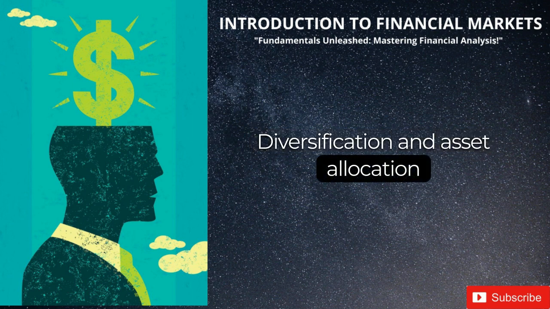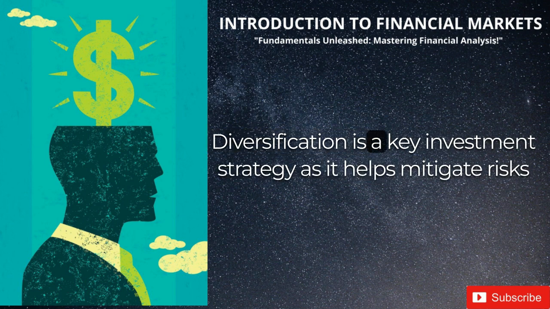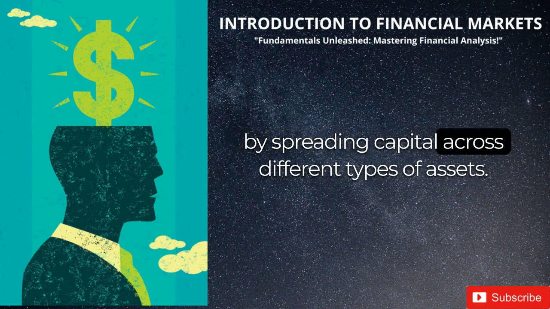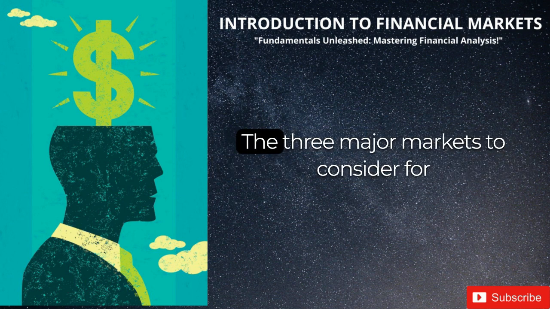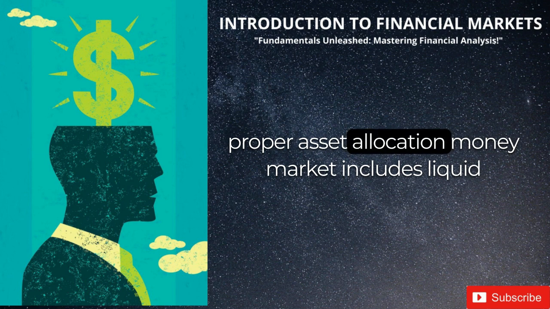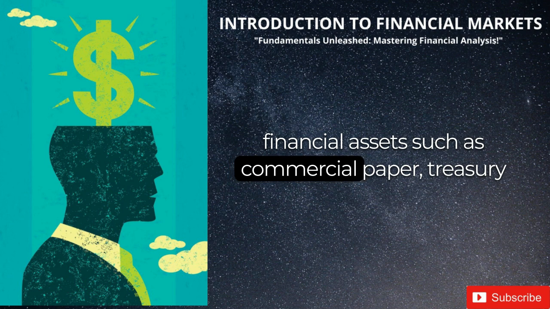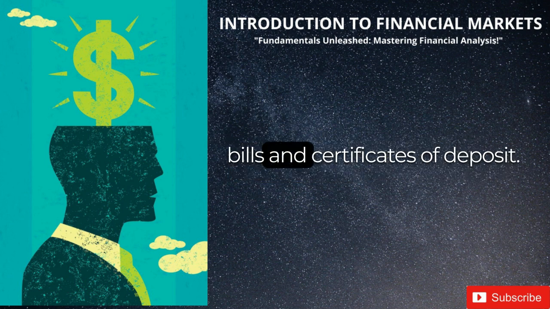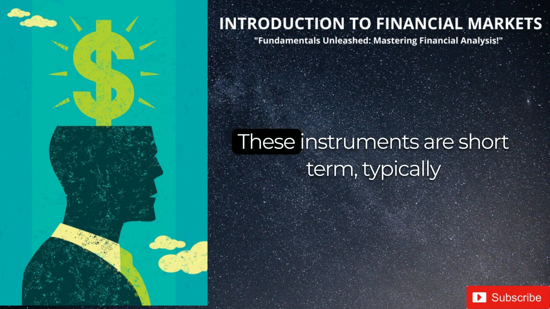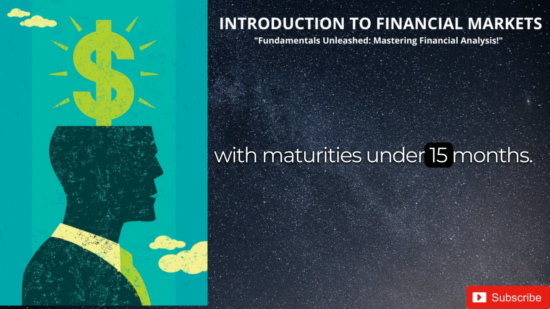Diversification and asset allocation. Diversification is a key investment strategy as it helps mitigate risks by spreading capital across different types of assets. The three major markets to consider for proper asset allocation are money market. Includes liquid financial assets such as commercial paper, treasury bills, and certificates of deposit. These instruments are short-term, typically with maturities under 15 months.